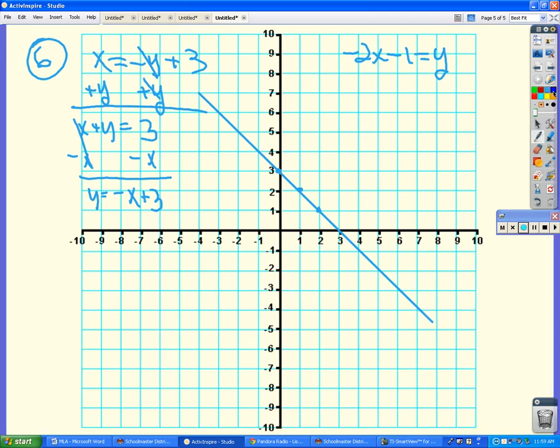Okay? For the next one, where does this cross the y-axis? That's already solved for y, so I'm good to go. Where does this cross the y-axis?